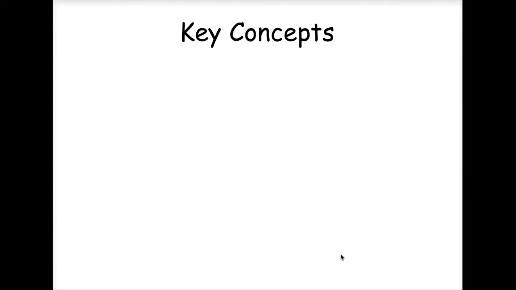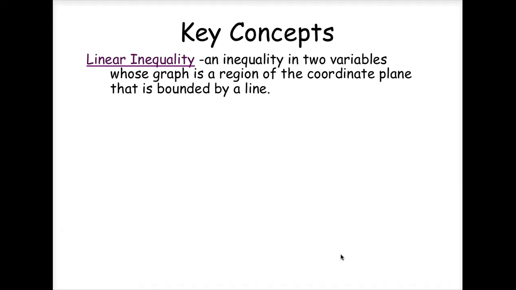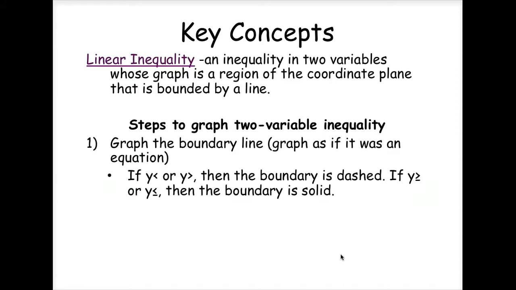Key concepts for today's lesson. A linear inequality is an inequality in two variables whose graph is a region of the coordinate plane that is bounded by a line. It'll make more sense when we start going over it. Sounds like a lot of words, but we'll get there. The steps to graph a two-variable inequality.